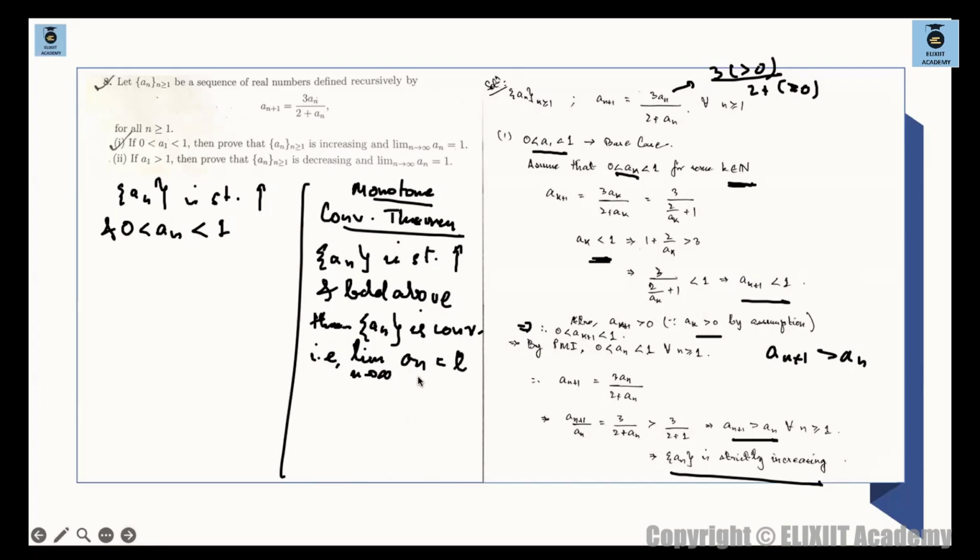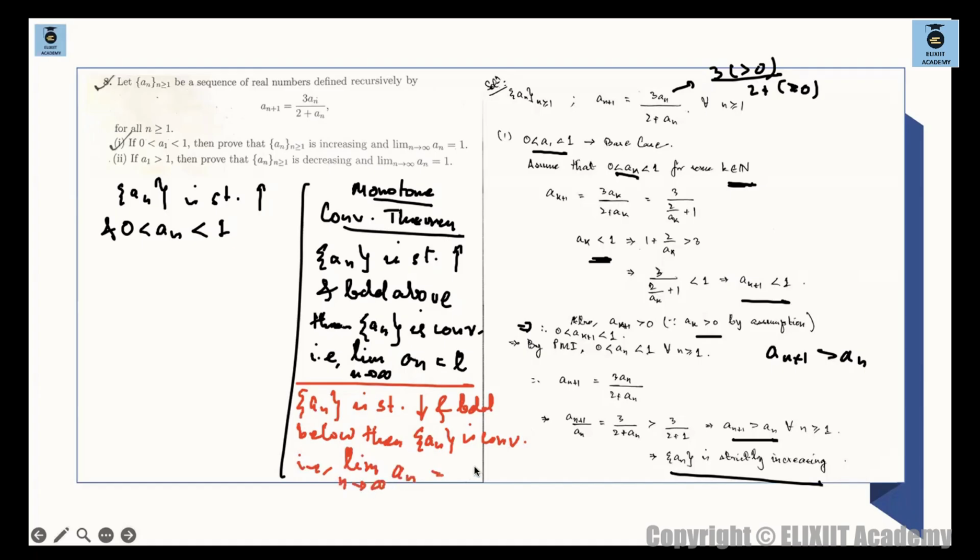This is the meaning. Similarly, the same kind of thing will hold for a decreasing sequence. If an is strictly decreasing and bounded below, then an is also convergent. Convergent simply means the limit of the sequence will exist, and this will be equal to some real number, some finite value actually.